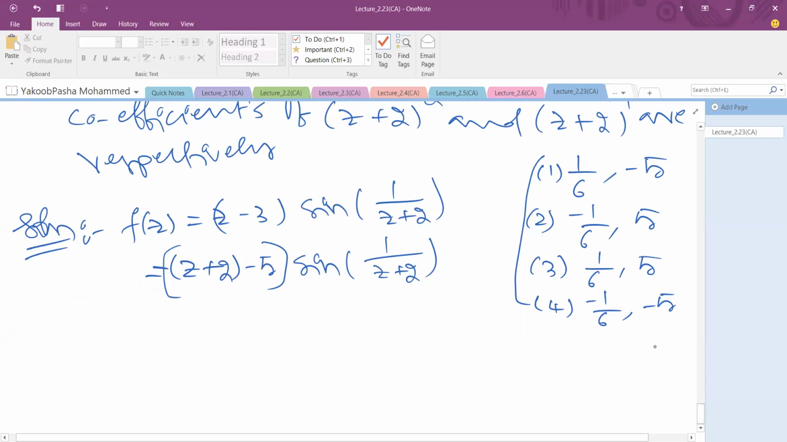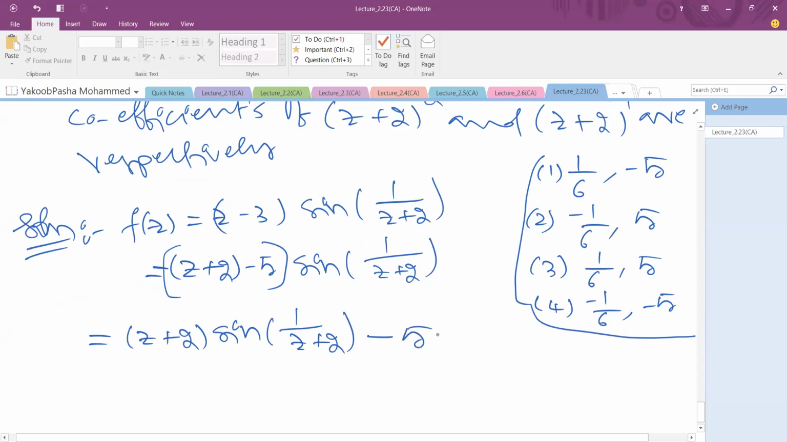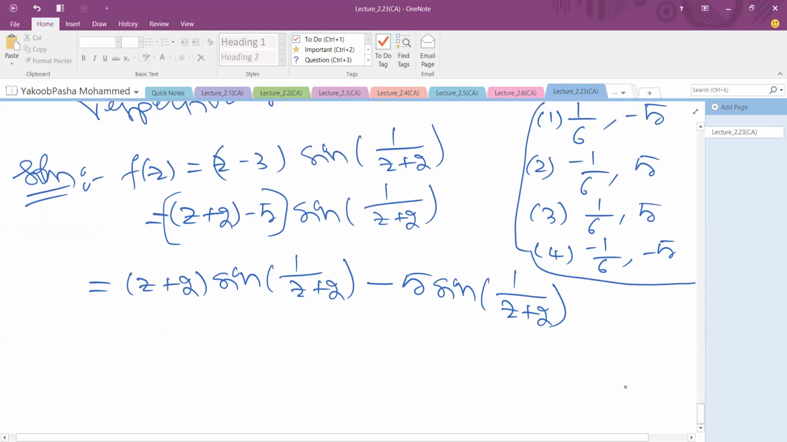Okay. So we can write it as z plus 2 into sine 1 by z plus 2. We are multiplying, just sine to multiply just minus 5 into sine of 1 by z plus 2. Okay, simple. Now expand according to sine function.